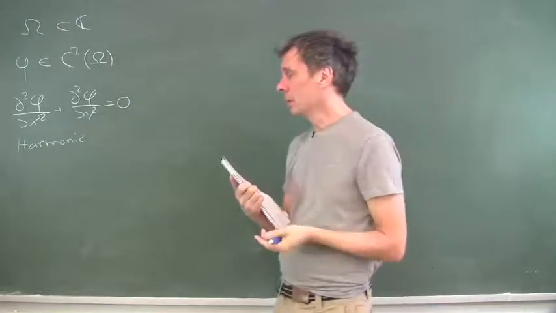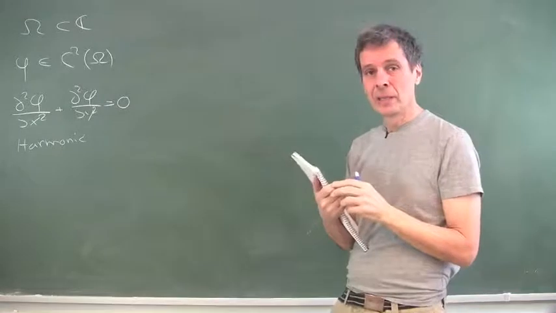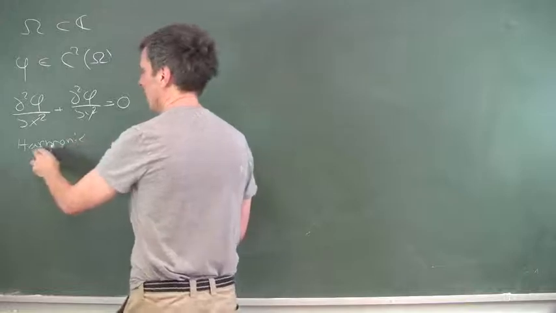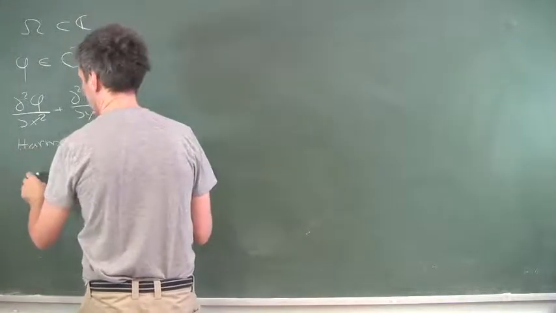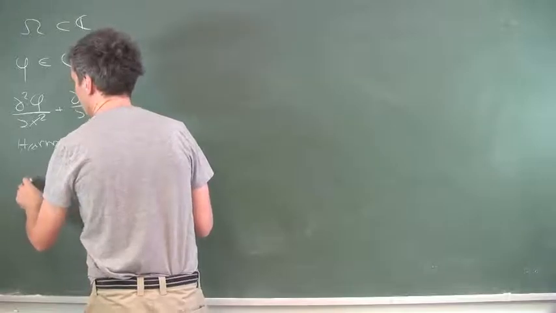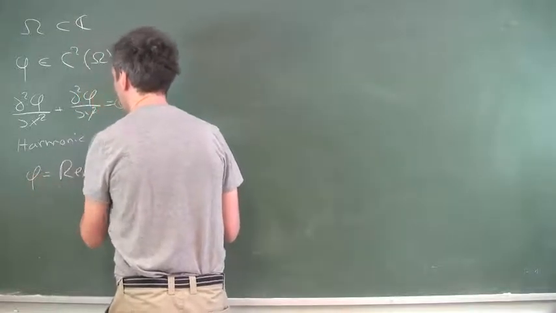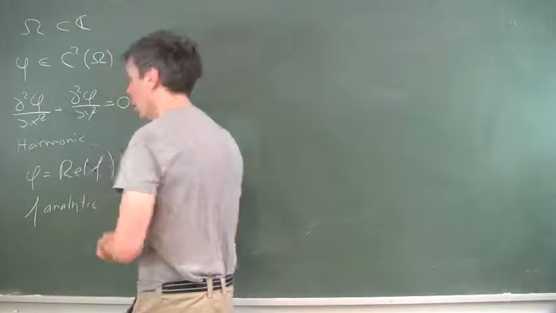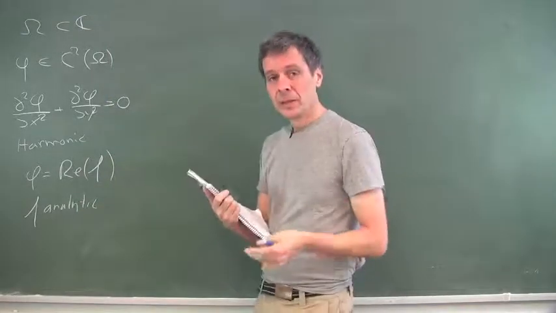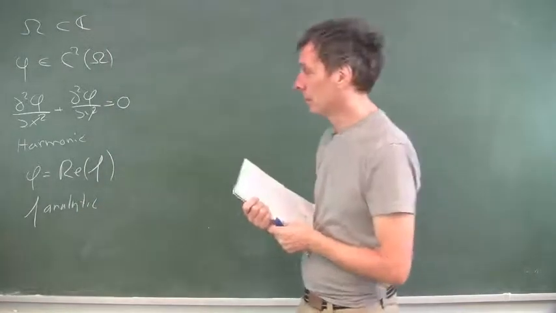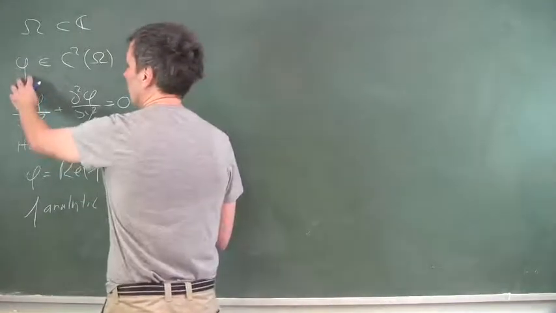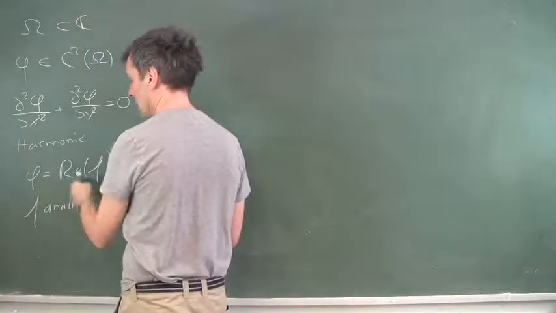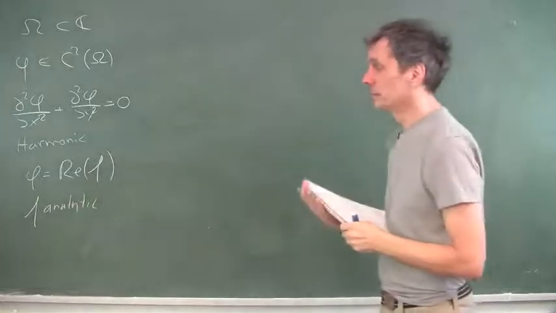The theory of harmonic functions is very closely connected with the theory of analytic functions, and the reason for that is essentially that if you take the real part of an analytic function or the imaginary part, then these functions will be harmonic. You can talk about complex valued harmonic functions and real valued harmonic functions. In this case, you get a real valued harmonic function.